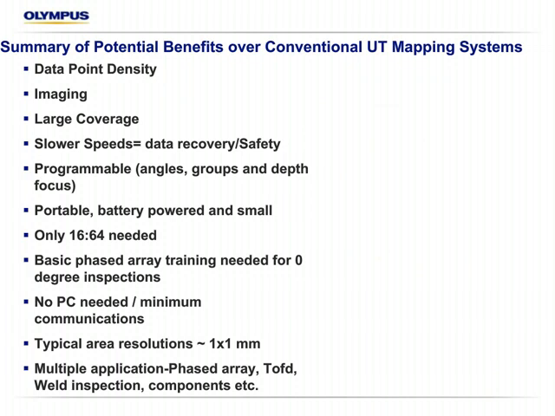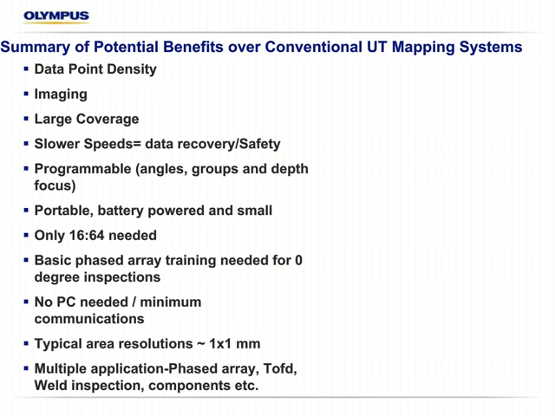So the summary of the benefits, we went through most of these, but just to summarize, again, I can't emphasize data point density enough. Imaging, especially for non-general wall thinning, but some of the unique damage mechanisms, and to be able to catch those, the imaging is great. Very large coverage with the phased array probe. The ability to move at slower speeds with large acquisition, which means data recovery and also safety. Very programmable and flexible. The angles, the groups, the depth focus really gives us a good chance at assessing corrosion correctly. Very portable, battery-powered and small with limited communications.